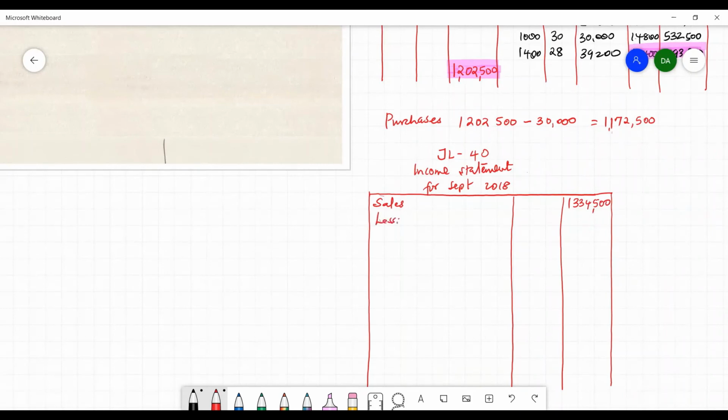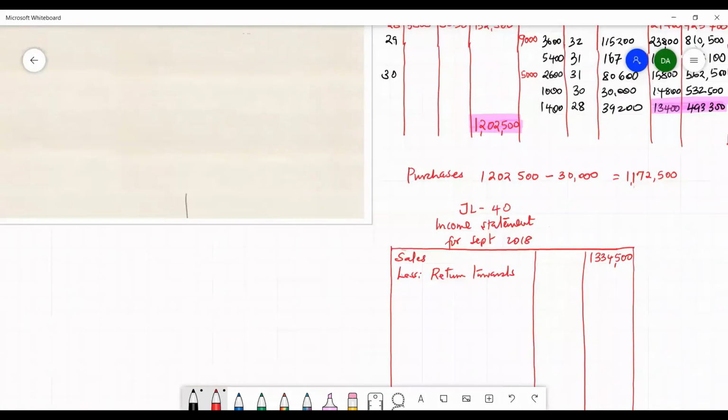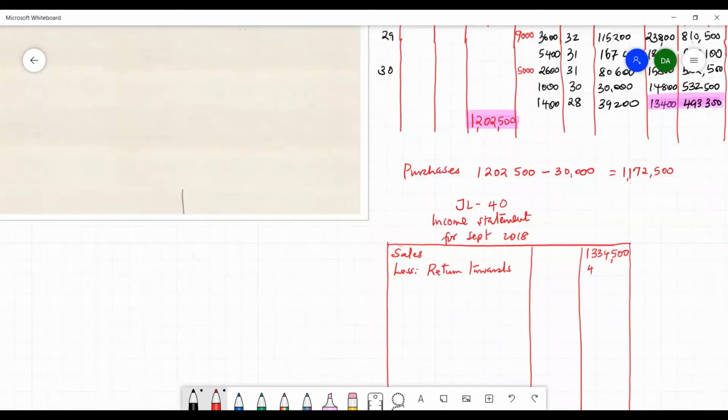Less return inwards. There was return inwards of 1,000 units, which were sold on the 15th. On the 15th, they were sold at 42. So 1,000 sold at 42 was a total of 42,000. That was return inwards. So out of that sales, we subtract return inwards, which is 42,000, so that we remain with net sales of 1,292,500.